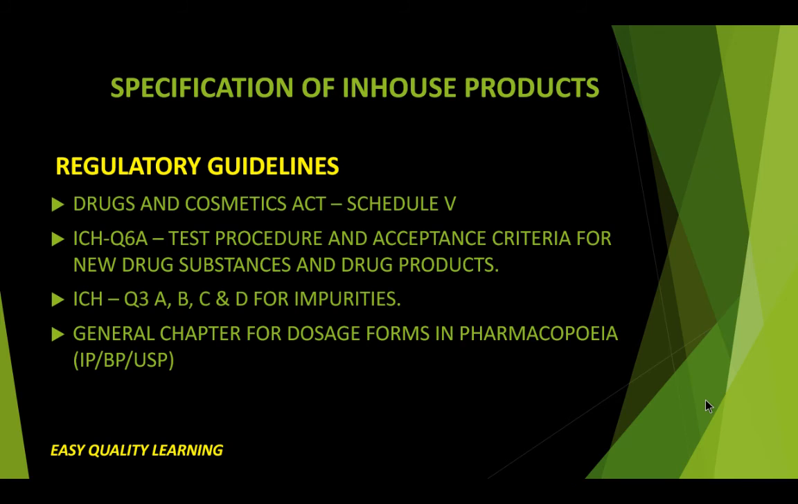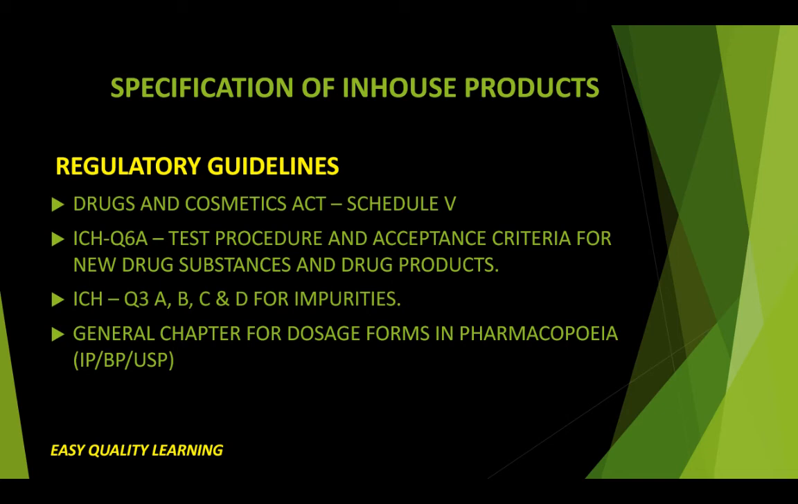We need to have a regulatory guidance. So what are the available regulatory guidance is specified over here. First one is Drugs and Cosmetics Act. In Drug Act, Schedule V is there, where the guidance is given that what should be the ideal specification if your product is in-house and it is not a pharmacopoeial product.